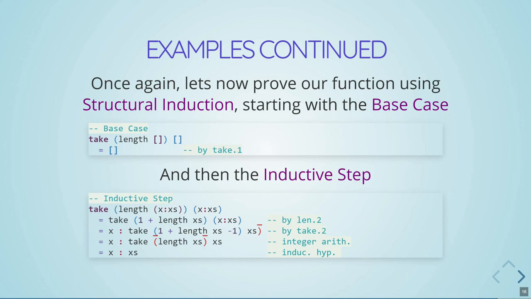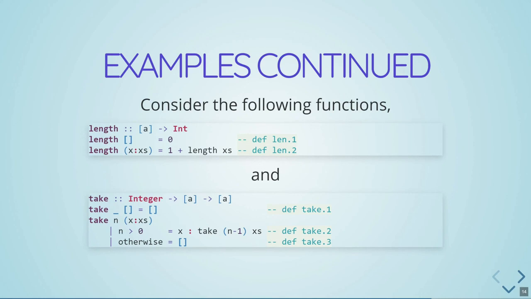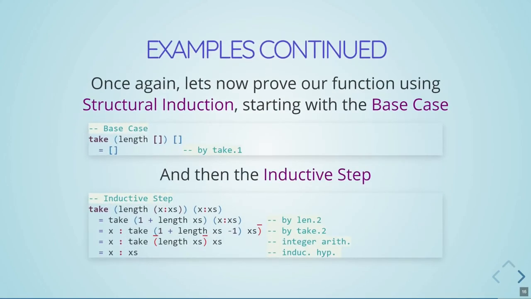Now, we can expand take here using the definition of take. Okay, so if we go to definition 2 of take here, n is bigger than 0, so we use definition 2, and we're going to end up with x colon take n minus 1 x's. So we end up with x colon take.